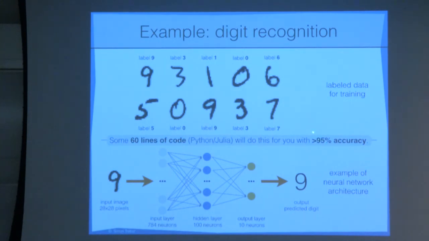Of course, 95% accuracy is not very good. It means that 1 in 20 is wrong. That's not good if you're the postal service and you have to do this for a living. But if you do it for yourself, only 1 in 20, that's pretty good.